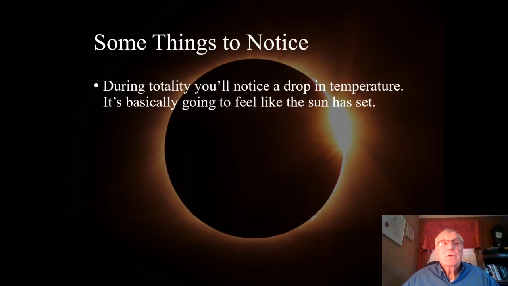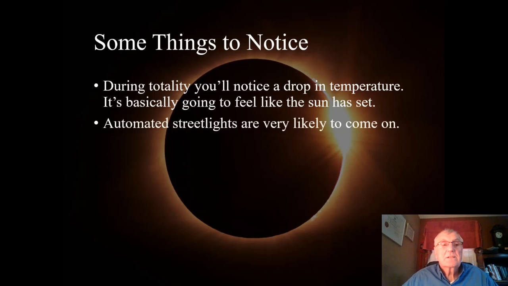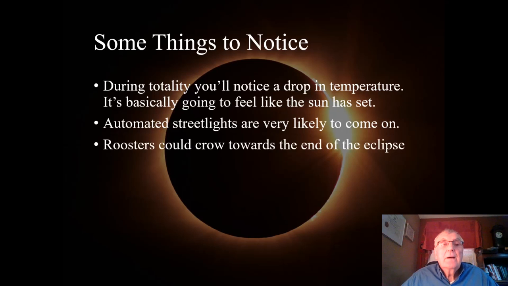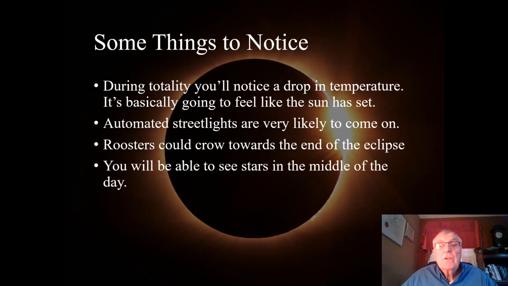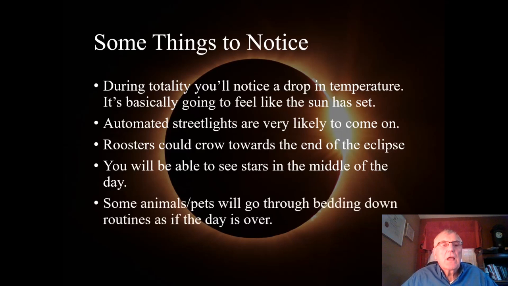So some things to notice. During totality, you're going to feel the temperature drop. It's basically going to feel like sunset. Automatic street lights are going to come on, that sort of thing. If you've got roosters in the neighborhood, they're going to crow at the end of the eclipse. They're going to think it's sunrise. You're going to be able to see some stars in the middle of the day, and I'm going to show you what that's going to look like. Some animals, pets, they're going to go through their nighttime bedding routines because they think the day is over. Of course, when the eclipse is over, they're going to wake up and go, wow, it was a short night.